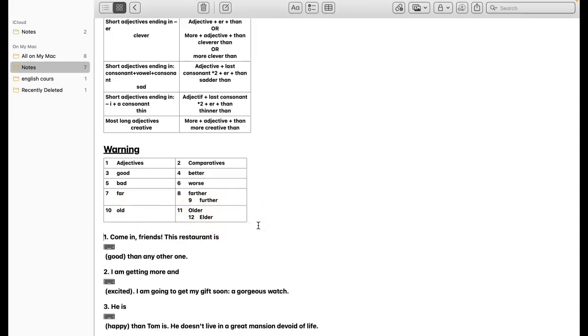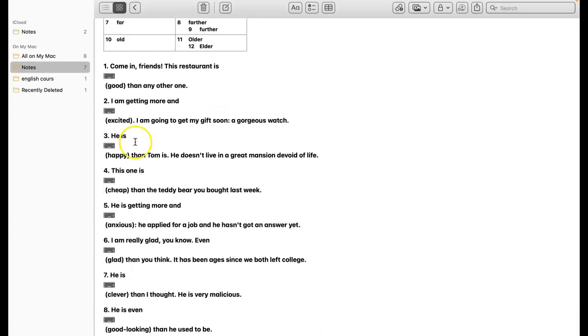Let's have some exercise. Come in, friends. This restaurant is... Remember, this is an exception. Better than any other one. I'm getting more and more excited. Excited is considered as a long adjective. I'm going to get my gift soon, a gorgeous watch.